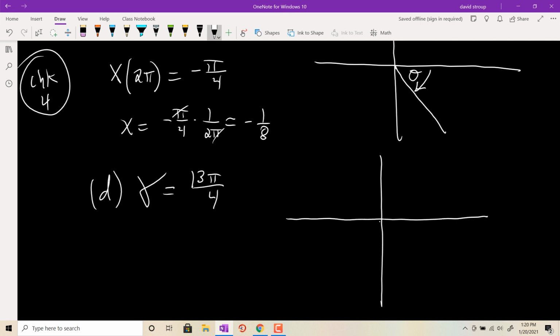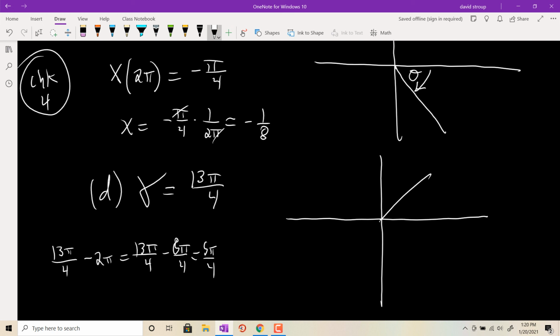Okay, so I'm going to count around. There are other little clever tricks you can do, like you can keep reducing it by 2 pi. So 13 pi over 4, if you subtract away 2 pi, and you get a common denominator here, what is 2 pi? That'll be 8 pi over 4. 13 minus 8, that's 5 pi over 4. It makes it a little easier to figure out where it is.